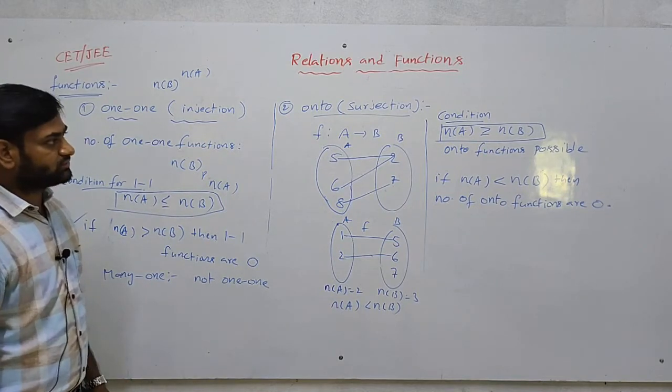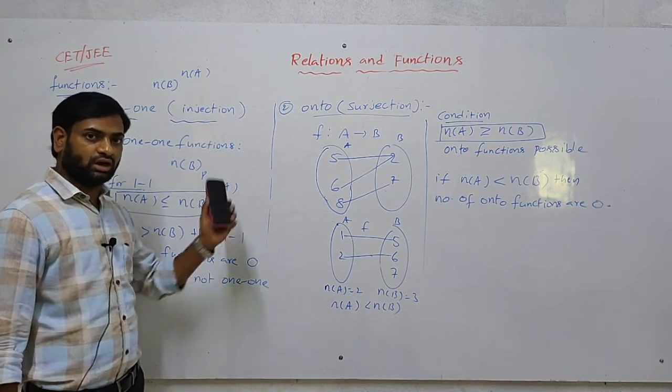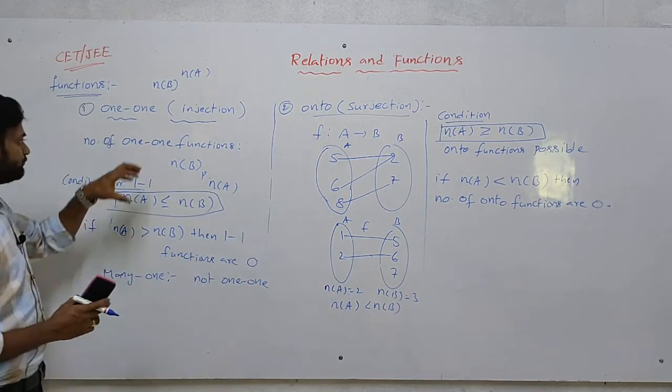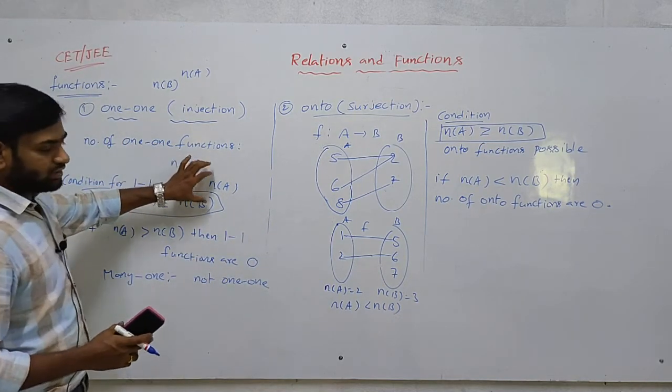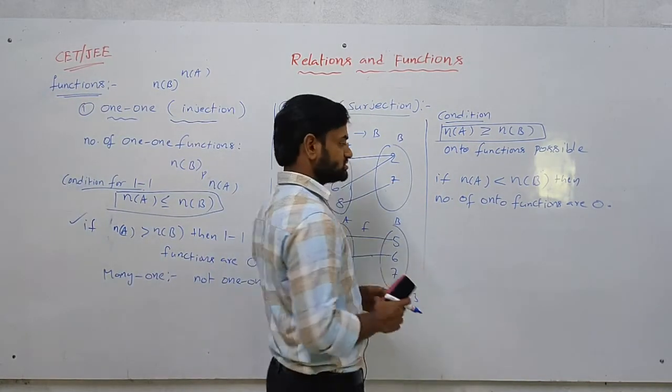See the difference. That is the condition for one-one and onto. And the number of one-one functions is n(B)P n(A). Now here, what about the number of onto functions?